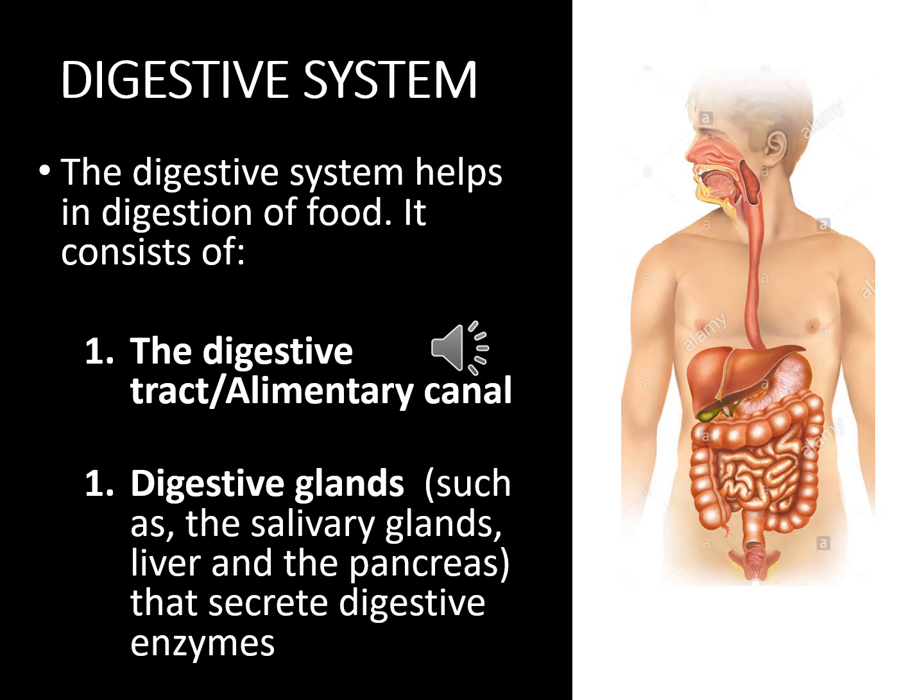The digestive system helps in digestion of food. The human digestive system consists of the digestive tract, which is also known as the alimentary canal, and the digestive glands such as the salivary glands, liver, and the pancreas, which secrete digestive enzymes to enhance the mode of digestion for breaking down complex food materials into simpler forms.